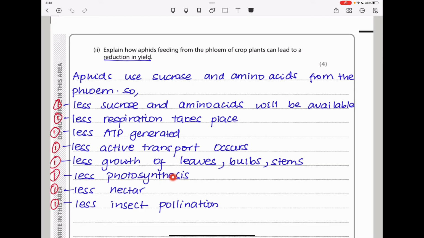So there will also be less photosynthesis, since photosynthesis requires energy, and this energy is going to come from the ATP production, basically. There will be less nectar, since nectar is a sugar that could be made. And since nectar is required for insect pollination, there will also be less insect pollination.